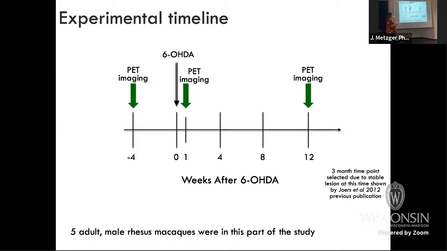And then finally, as I showed earlier, Valerie's work demonstrated that our lesion had stabilized between about 1 and 3 months. And so then we wanted to look again at 3 months after the neurotoxin was administered to answer questions about whether or not the inflammation and oxidative stress were still present, and whether or not we had successfully modeled the sympathetic loss in the heart in Parkinson's disease. And so there were 5 adult male rhesus macaques that were part of this study.